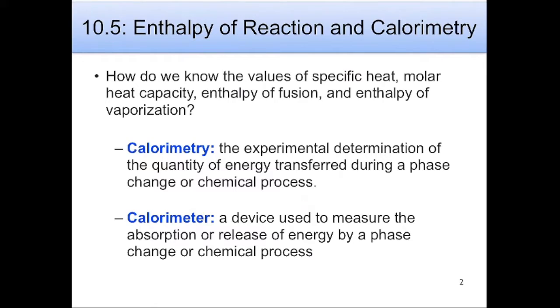If the reaction is increasing in temperature, that's an exothermic reaction because the surroundings are getting hotter. If the temperature is decreasing, then that's an endothermic reaction because the temperature of the surroundings is decreasing. To measure these properties of a reaction, we use what is called the calorimeter, and that's a device used to measure the absorption or release of energy by, again, a phase change or a chemical process. We'll talk more about how a calorimeter works as we progress through this video.